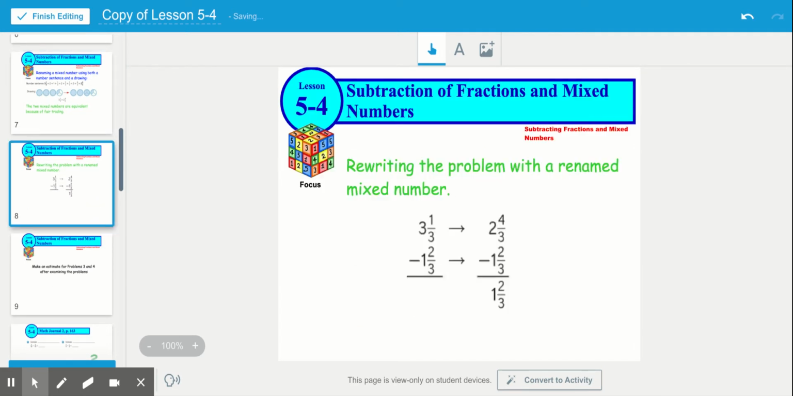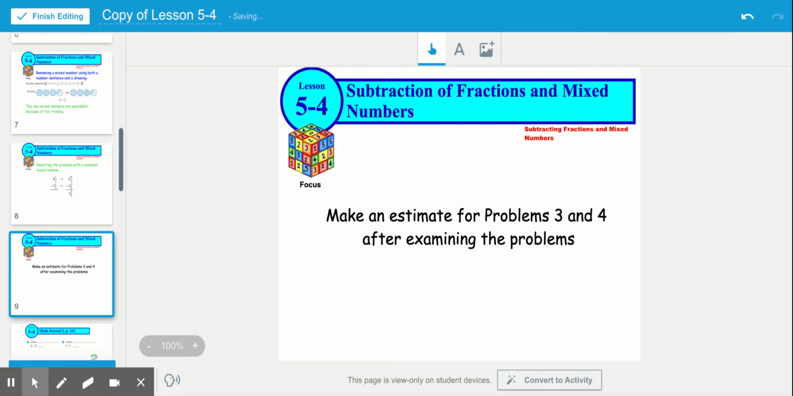So rewriting a problem with a renamed mixed number looks just like this. Here at the top number, we've got 3 1/3, and you can see that we renamed it as 2 4/3. 1 2/3 stays the same. Now, when you see a problem like this, you can subtract the fraction part first. We can take 4/3 minus 2/3, and you can see that we did 4 minus 2 was 2, and we just put the denominator of 3 because it's the same. And then 2 minus 1 gives us that whole number of 1. We have 1 2/3. So renaming and fair trading during whole numbers, same process, except we're doing it with fractions.